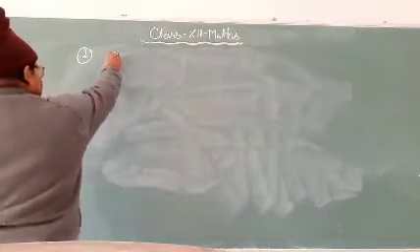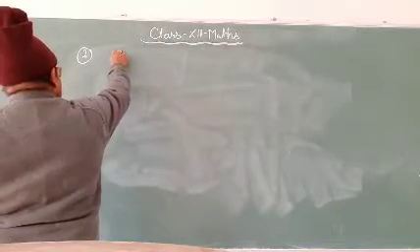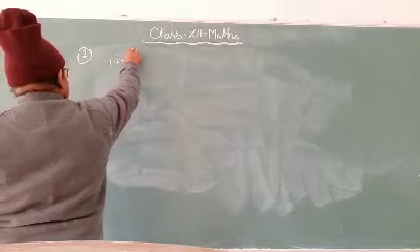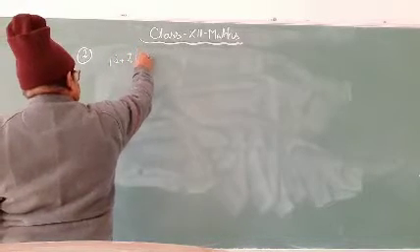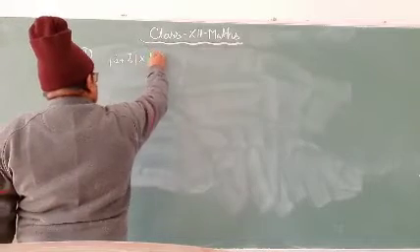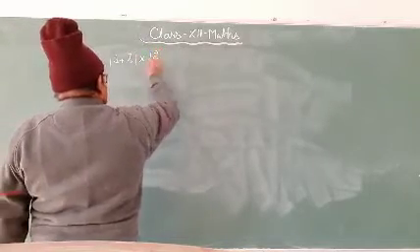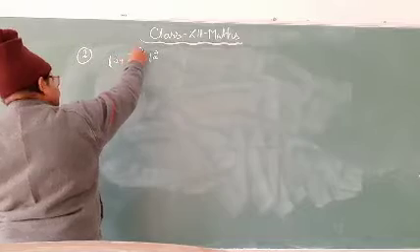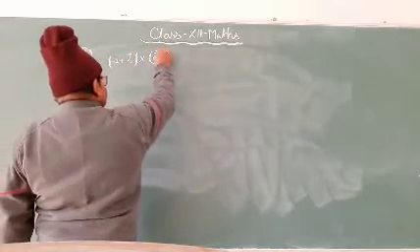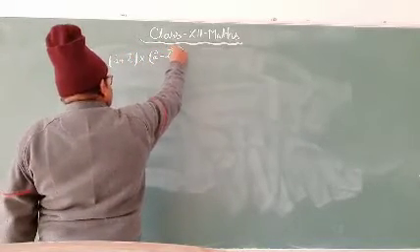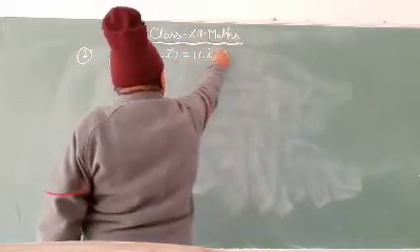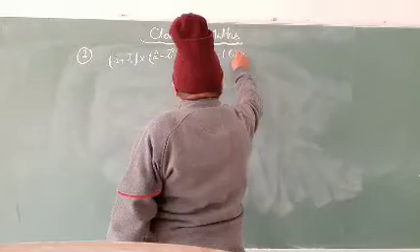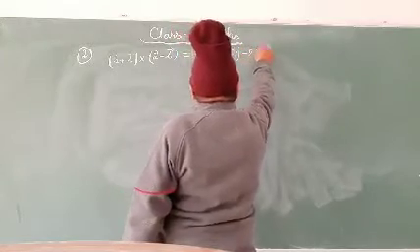Vector A plus vector B cross product vector A minus vector B is equal to 16i minus 16j minus 8k.